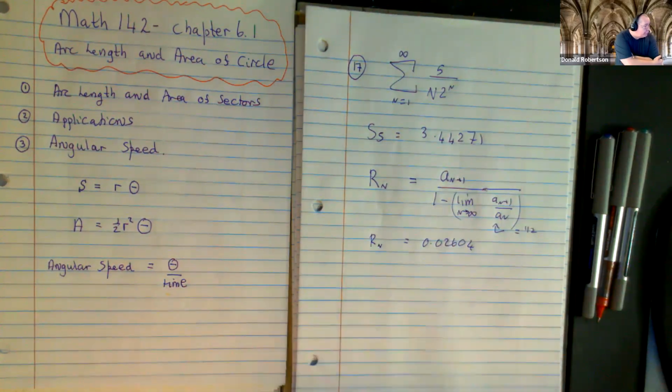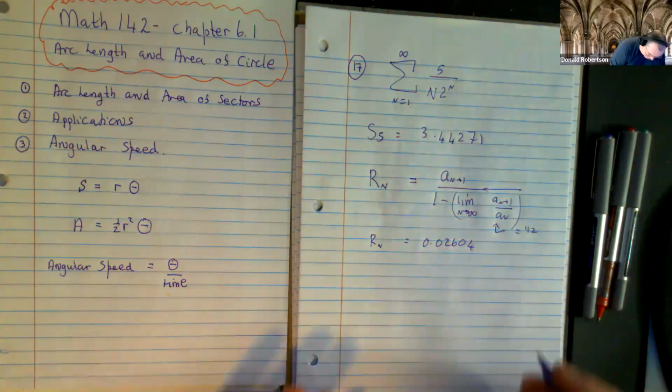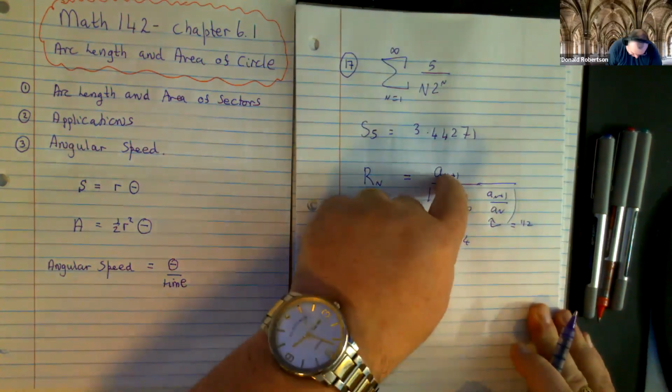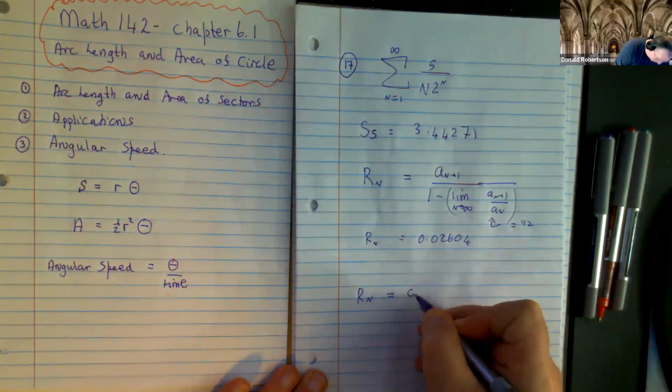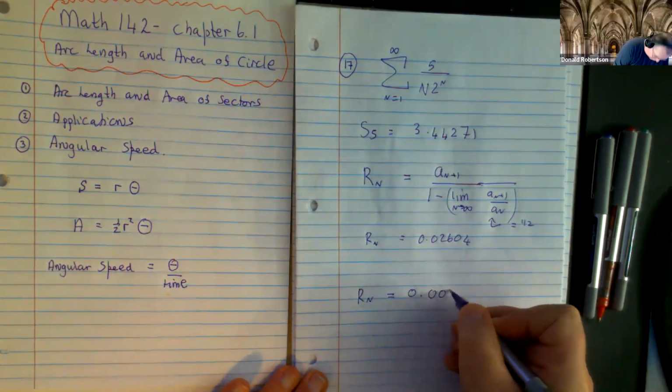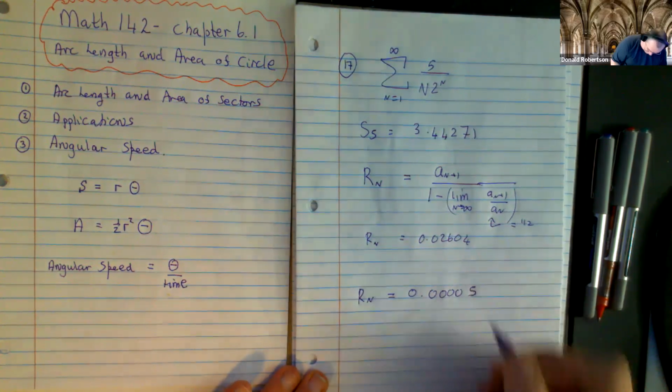Now it says use the formula from part B, which doesn't make sense because we're in part B. Find the minimum value of n so that the error is within 0.0005. Okay, so this guy that you've got up here, the Rn. We want this guy to be 0.00005. So far, so good.